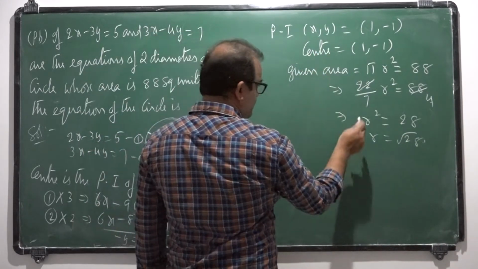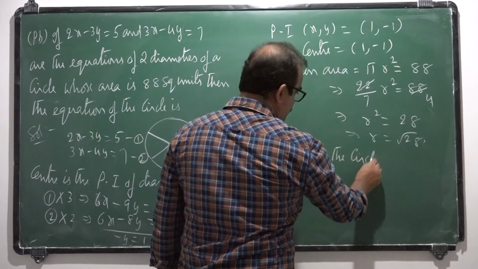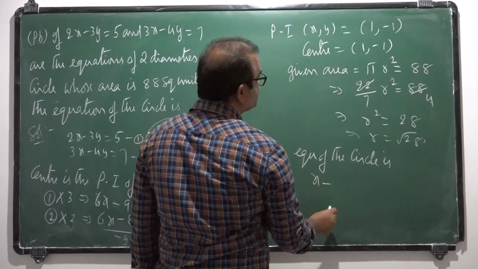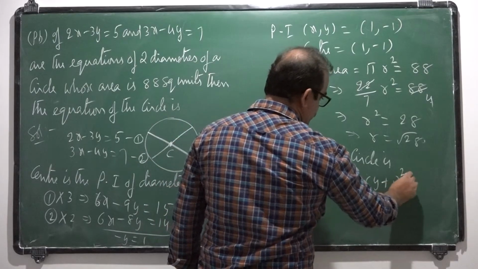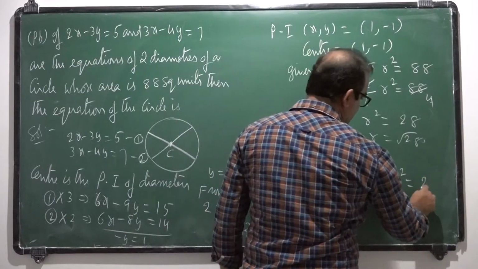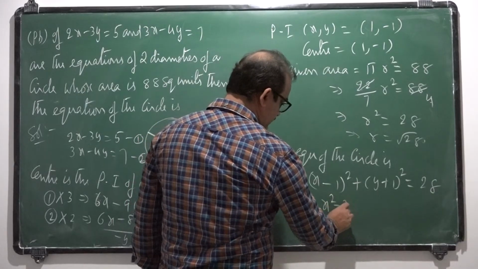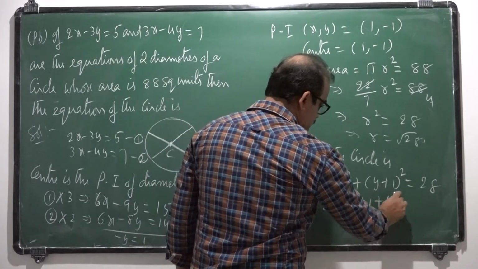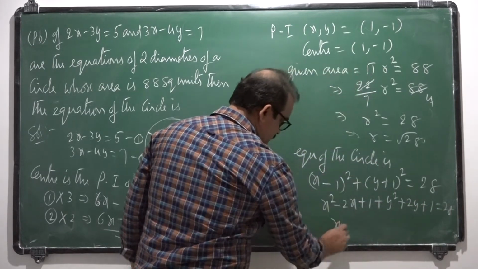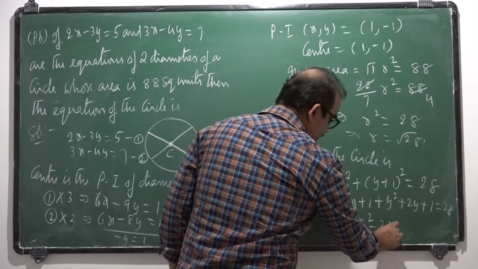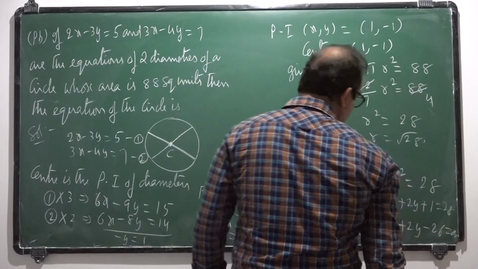When the center is known and the radius is known, the equation of the circle is x minus 1 whole square plus y plus 1 whole square is equal to r square. r square is 28. Expand: x square minus 2x plus 1 plus y square plus 2y plus 1 is equal to 28. Write in order: x square plus y square minus 2x plus 2y minus 26 is equal to 0.